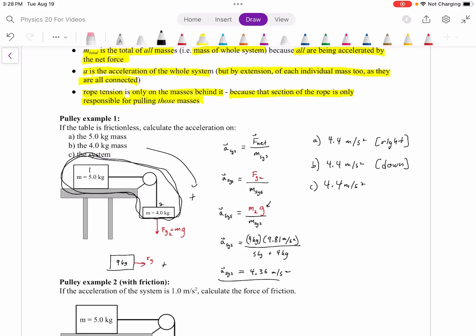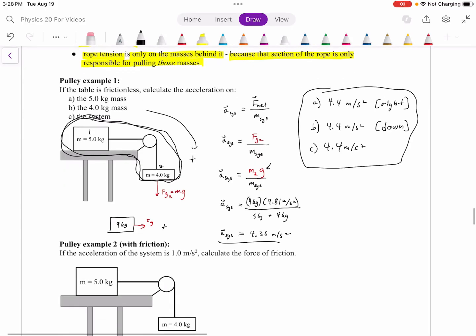We can't give a nice, neat direction here because the system overall, right, it depends where you're looking. So all we can say is positive. It will accelerate in the direction that it accelerates. Depending on where you look, that might be down, it might be right. But overall, the whole system is accelerating at 4.4 meters per second squared. So not so bad, right? Because we treat everything like one big mass with forces pulling in one direction or another, it actually simplifies quite a bit our analysis here.